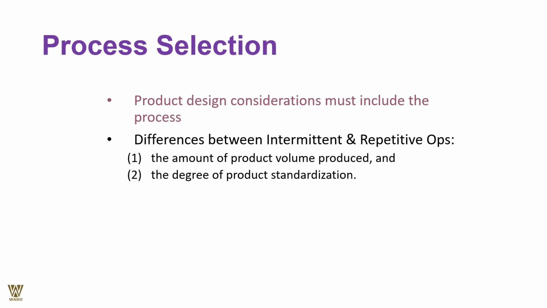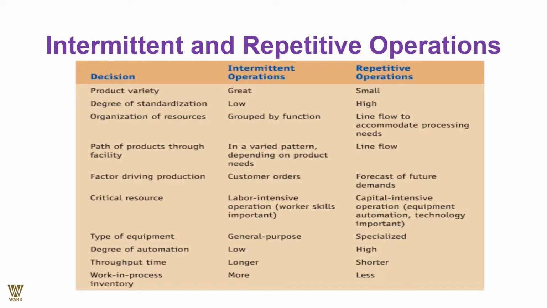So process selection is nothing but product design consideration, which might include the process differences between intermittent and repeated operations. What are they? The amount of product volume being produced that we are looking into, and the degree of standardization that can be expected. If it is 100% standardized, it becomes a very easy process for you to go around. But if it is being customized every now and then, things get delayed and the process gets complicated. So process selection becomes a much needed thing altogether.